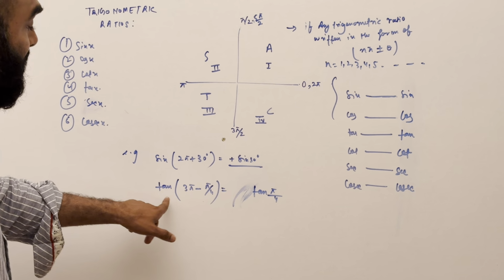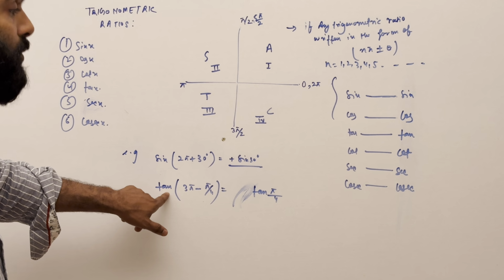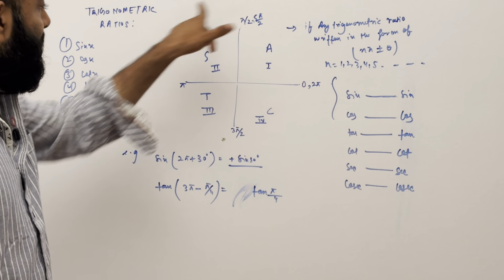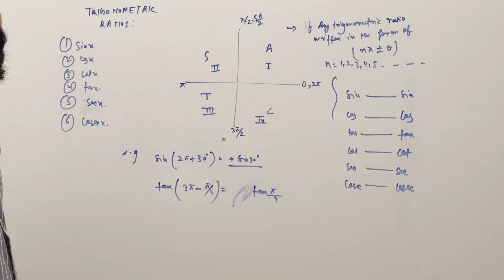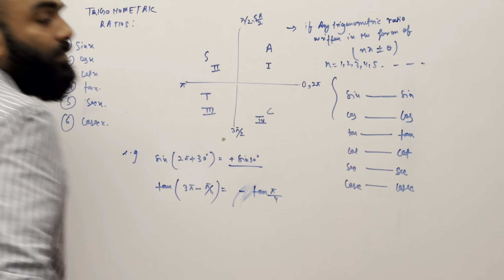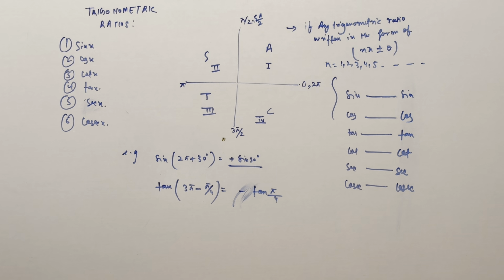Who will decide? Tan is going to decide the plus and minus. Right now, which quadrant is this tan in? 1 pi, 2 pi, 3 pi, and minus means second quadrant. In the second quadrant tan is negative, so we have to use the negative sign: minus tan of pi by 4. Clear?